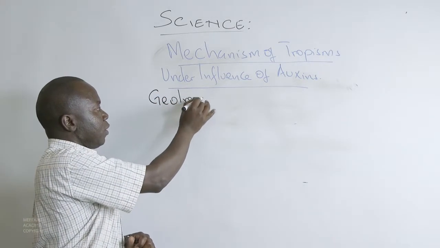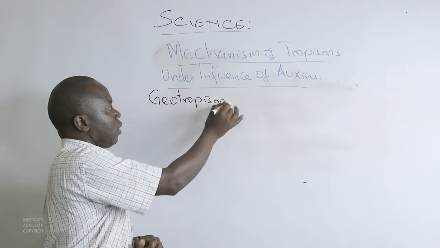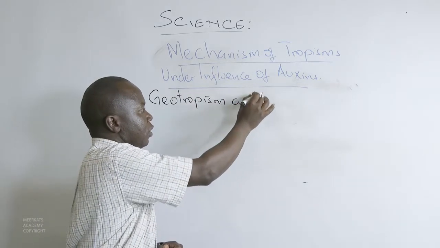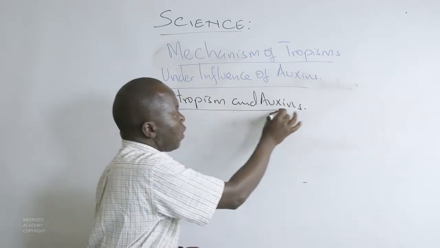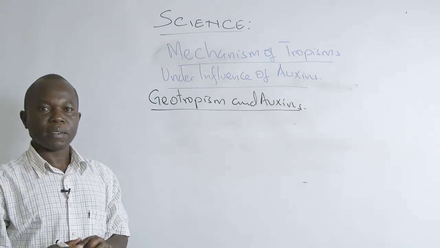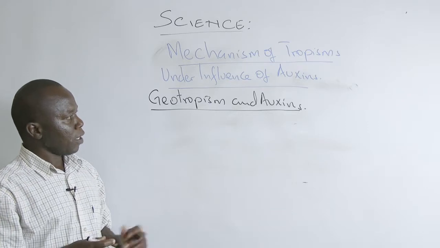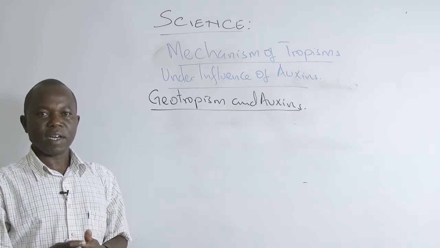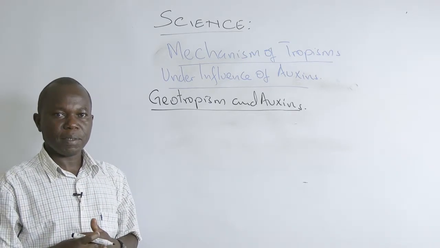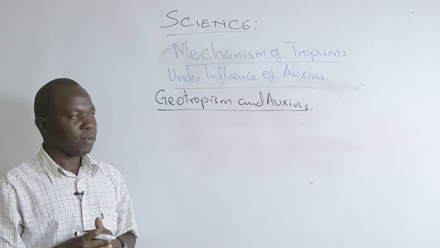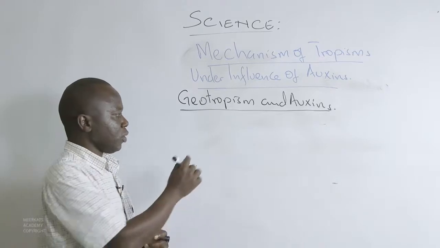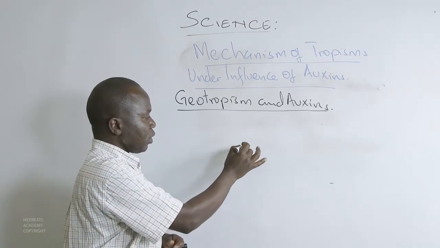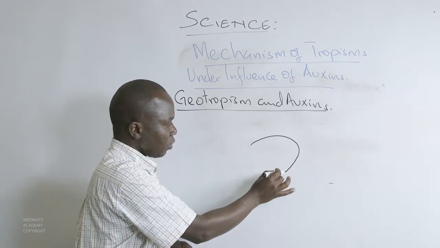Geotropism and auxins. Now, for instance, if you have a seedling of beans, a bean seedling, and then you place it in a horizontal position, we can use a diagram, an illustration of this.